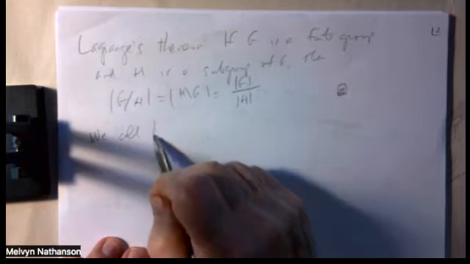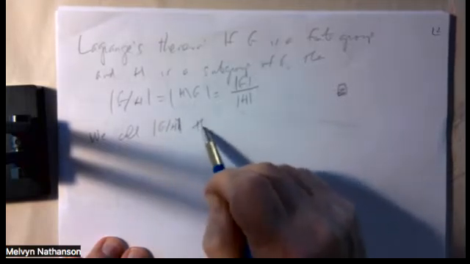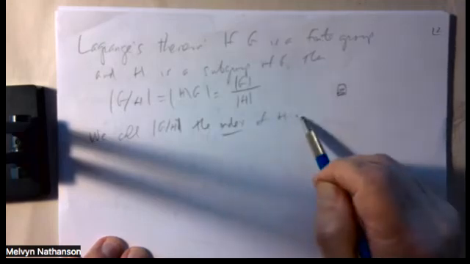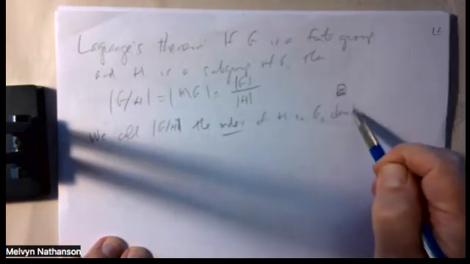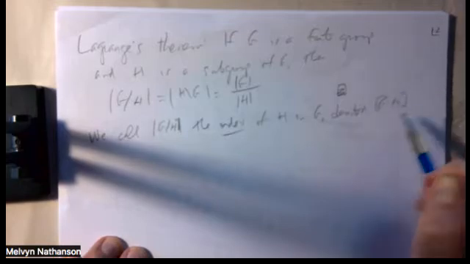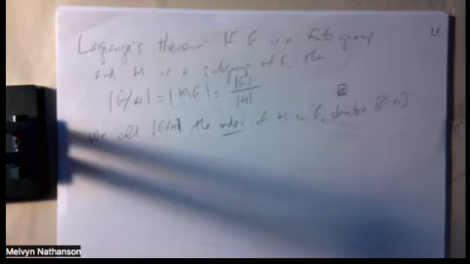And we call this integer, which is the number of left cosets, the index of the subgroup H in G. It's denoted G colon H, with square brackets around it. Okay.